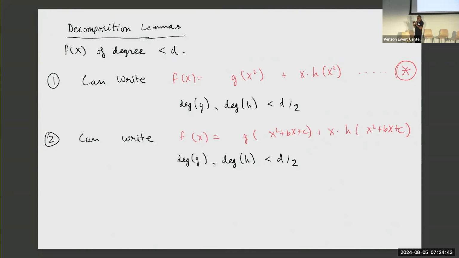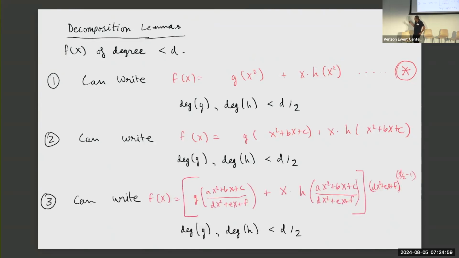Why is that? By taking off the highest degree part and peeling it off one by one, you can get a statement like this, or maybe by writing it in the base x squared plus bx plus c. That may be a good summary. Okay, so this is how one can do this, and this is true, and it's quite simple.